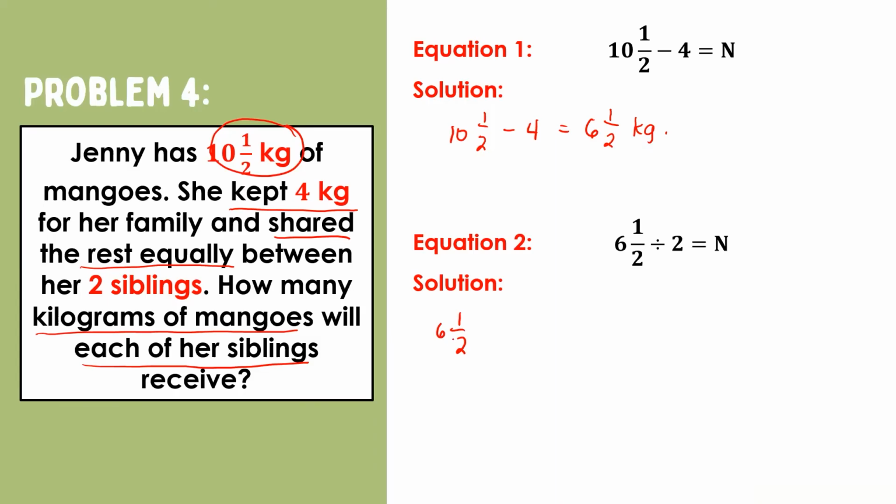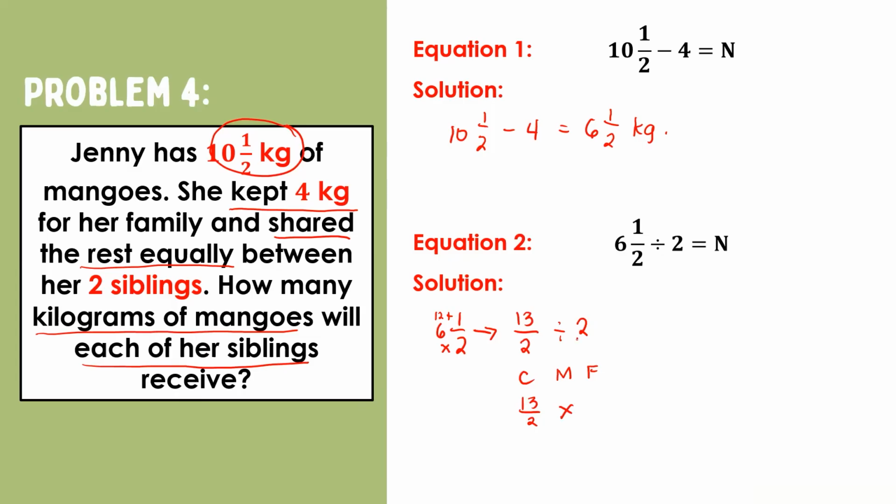Now, let us divide. Recall that in division, all mixed numbers should be rewritten first as improper fractions before we can proceed with division. So, 6½ will be 2 times 6, that is 12, plus 1 is 13. Therefore, 6½ is now 13/2. This is what we will divide by 2. Using the mnemonic CMF, we'll have copy 13/2. Change division to multiplication, and flip 2.